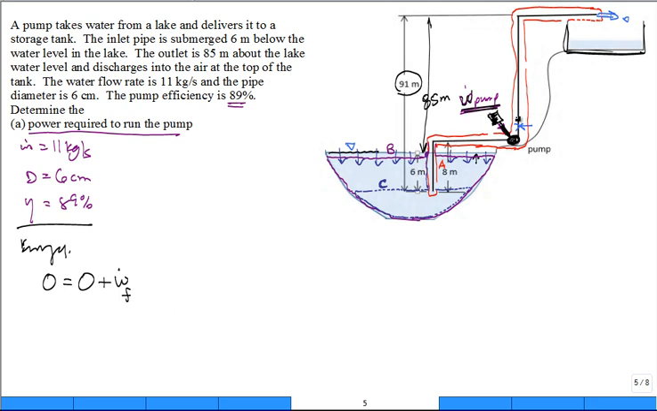I'm going to make a distinction between the W dot electric to the pump and the W dot that's mechanical, added to the fluid. And this is going to be 89% of W dot into the pump. So this is what gets into the fluid in the form of mechanical energy. Where did the 11% go? Heat, friction, somewhere else.